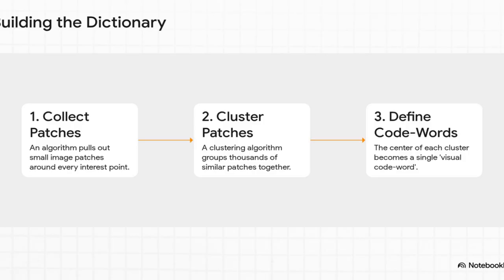Next, it uses a clustering algorithm to group all the similar-looking patches together. So all the patches of tire tread go into one pile, all the window corner patches go into another, and so on. And finally, the algorithm finds the most representative patch from each of those piles, kind of like the average, the center of that cluster. And that becomes our official visual code word.